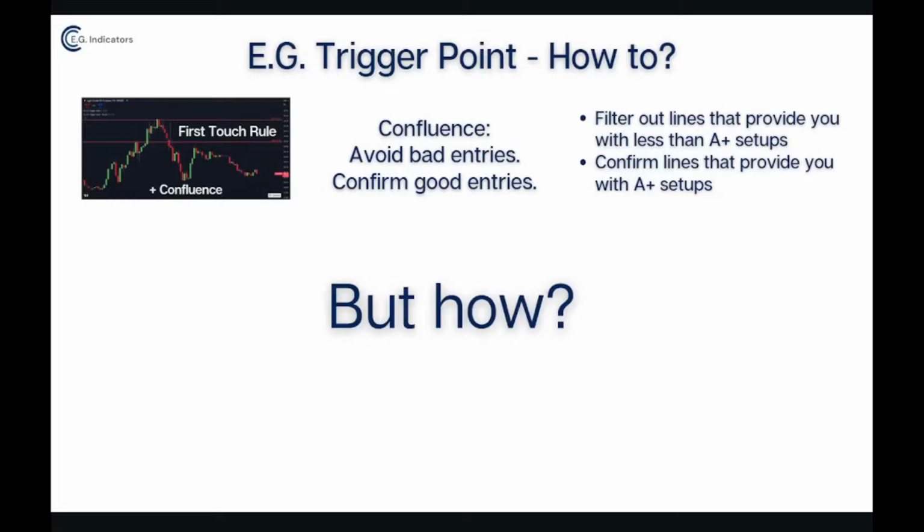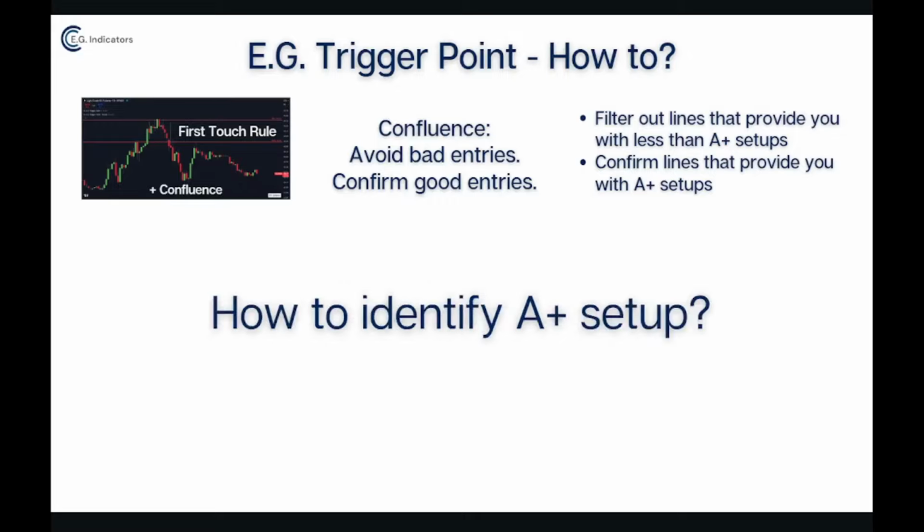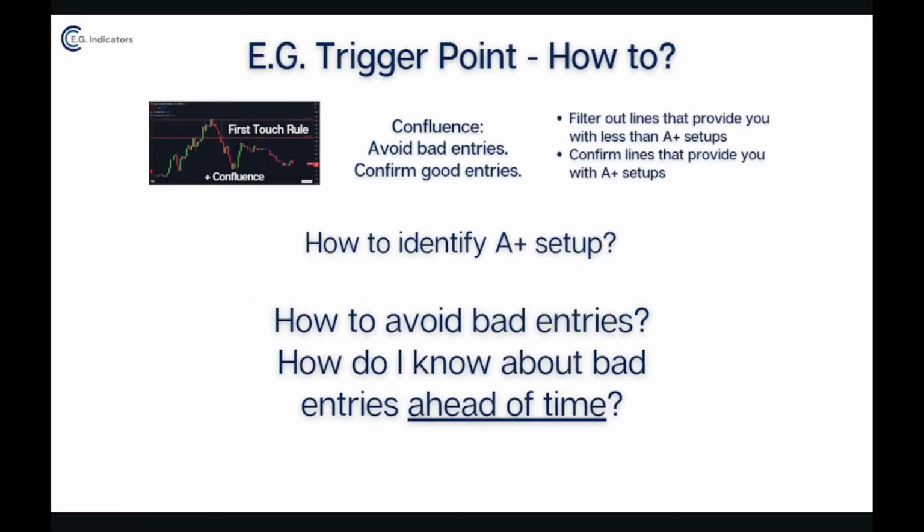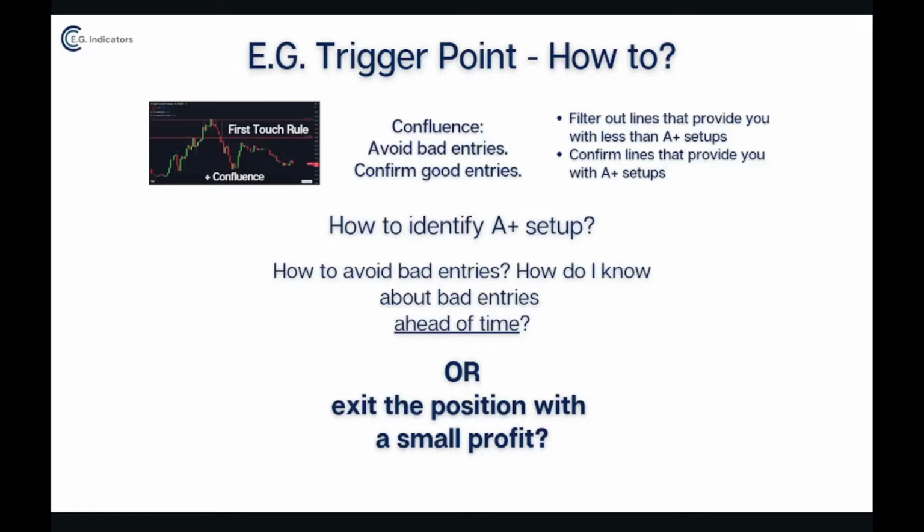But how? How to identify A+ setups? How to avoid bad entries? How do I know about bad entries ahead of time? And how to know about bad entries ahead of time and not after the fact?